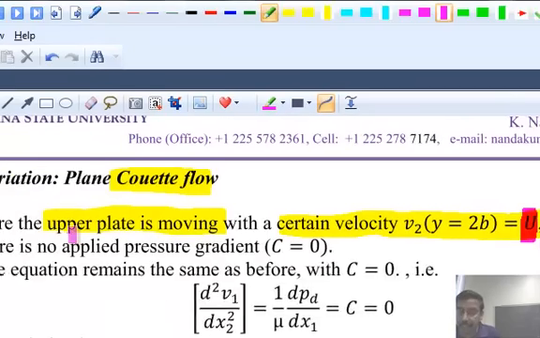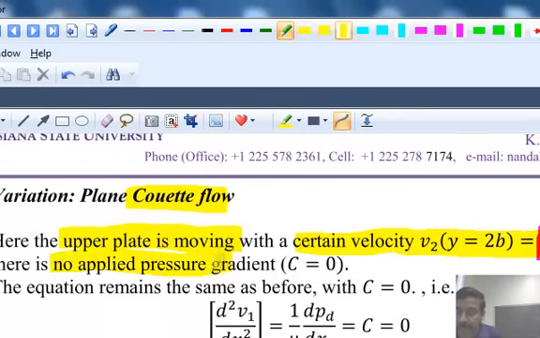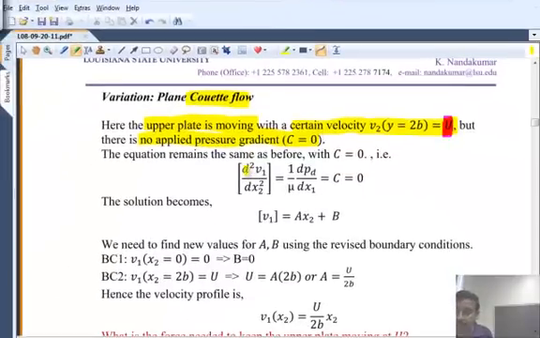And there is no applied pressure gradient, so C is equal to 0. Otherwise, it's the same geometry, so the equations are exactly the same. d²v1/dx2², which in general equals dp/dx1, but in this case it's equal to 0 because it's not the pressure that is driving the flow. Subject to two boundary conditions. What are the boundary conditions? The bottom plate is fixed. The top plate is moving with the velocity U. So those are the two boundary conditions, BC1 and BC2.